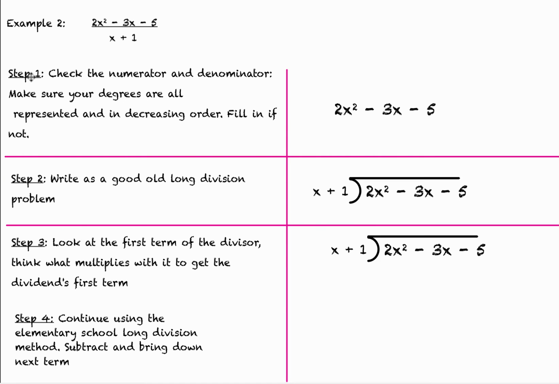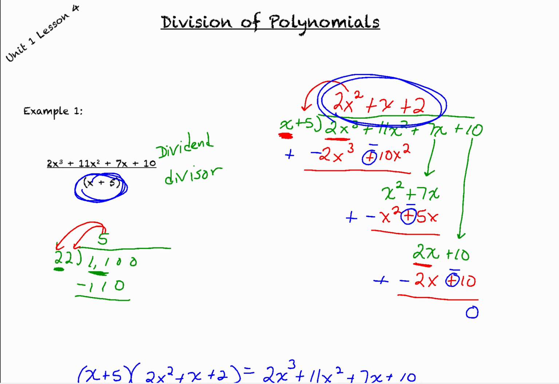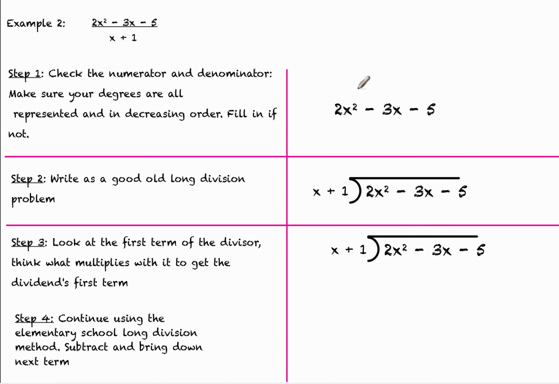Now, step 1. Check the numerator and denominator. Make sure your degrees are all represented and in decreasing order. Fill in if not. Huh? What does that mean? You didn't talk about that in that problem. What are you doing to me? Well, this is what we're doing.